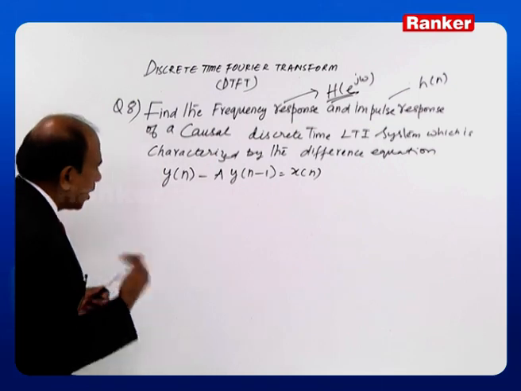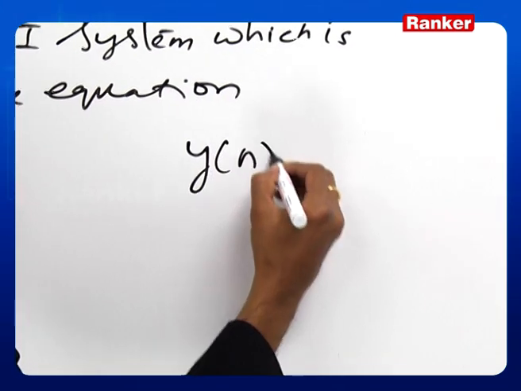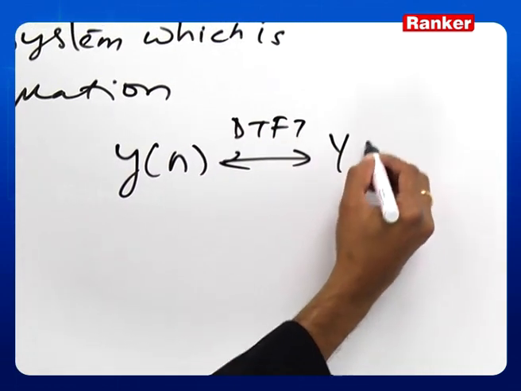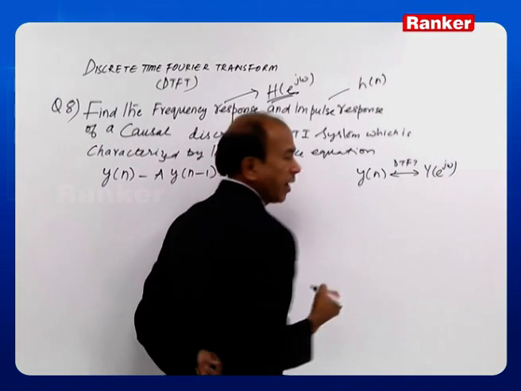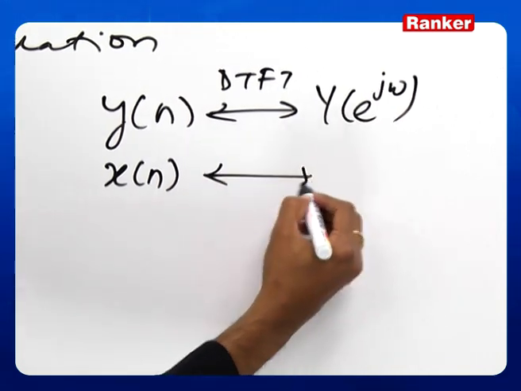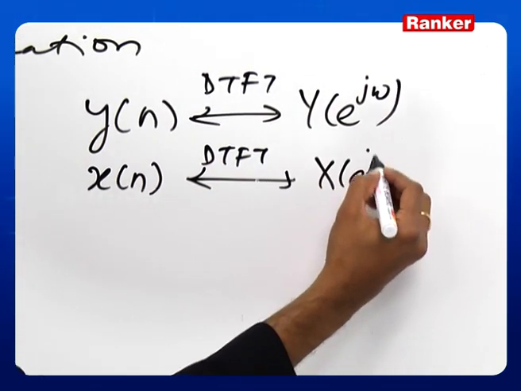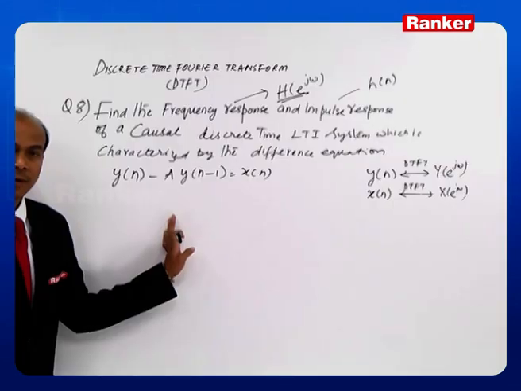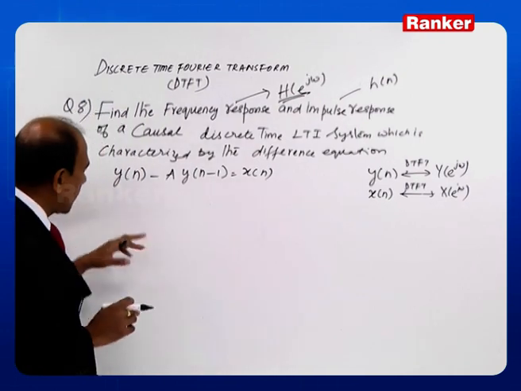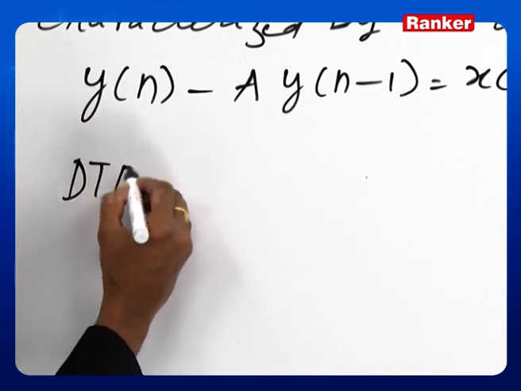Let us start this. Now, let us say y of n has a discrete time Fourier transform of Y of e to the power of j omega. Then x of n has a discrete time Fourier transform of X of e to the power of j omega. Now, with this knowledge, let us calculate this problem. I have to calculate the DTFT of the given equation.